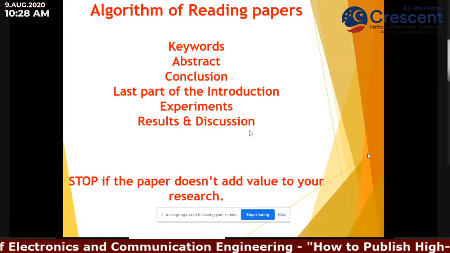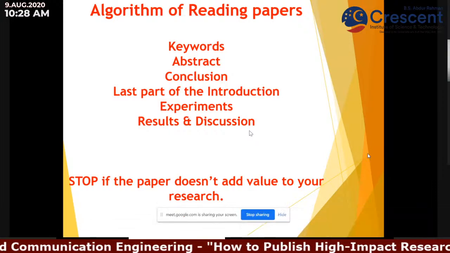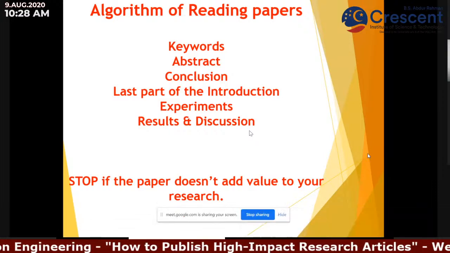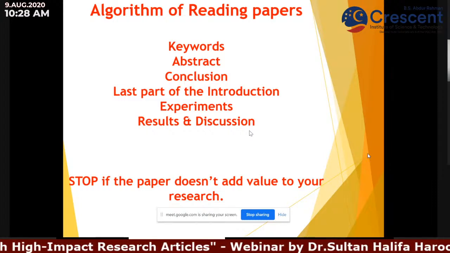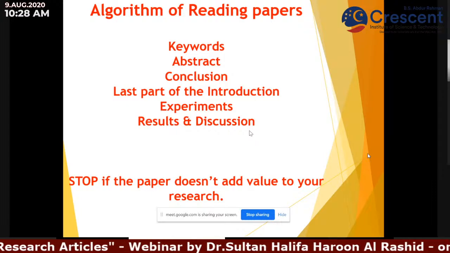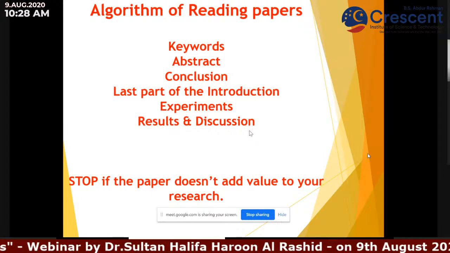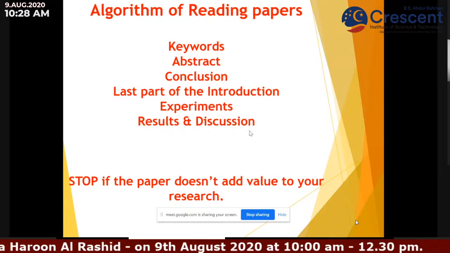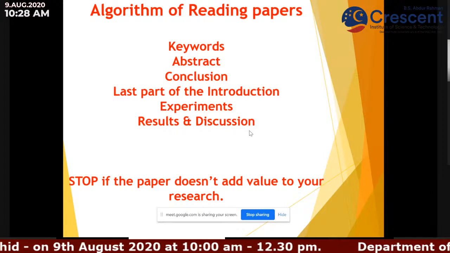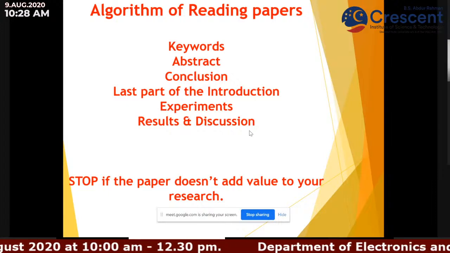How to read a paper. This is also something we lag in. What I used to do 8 years ago is sit and read the entire paper, spending the whole day. At the end of the day, I found out that the paper had no relevance to me. This is a basic mistake PhD students make. But there is a way to eliminate this.